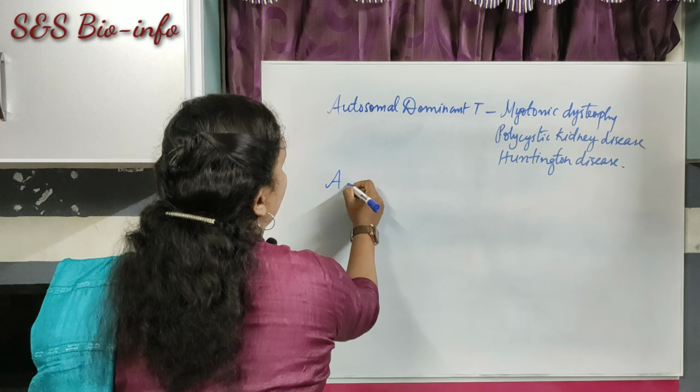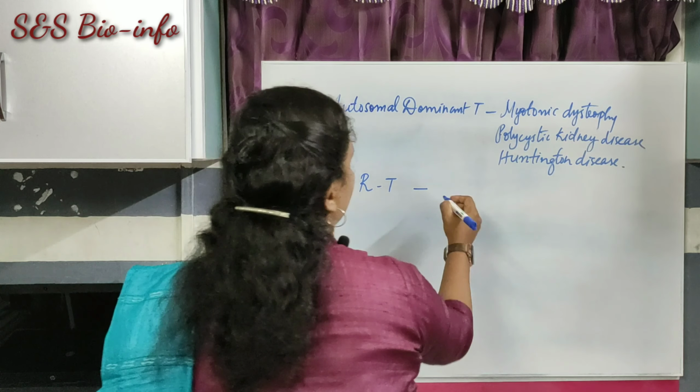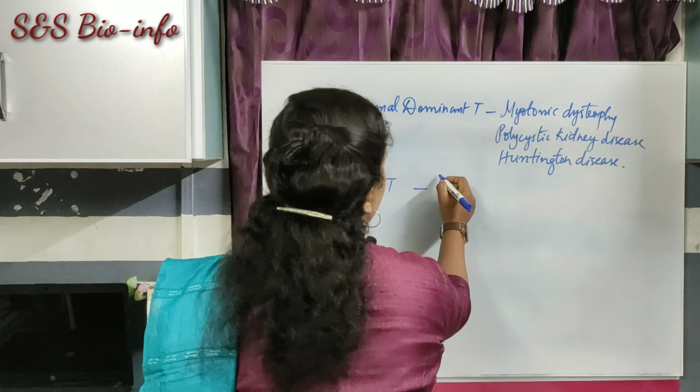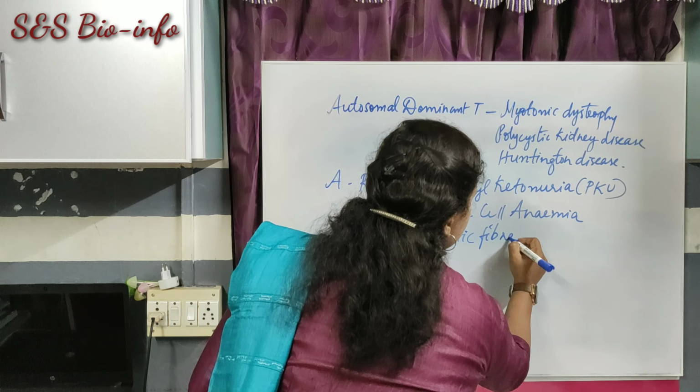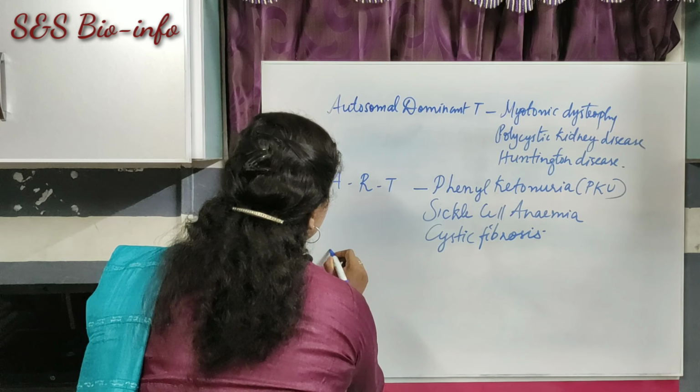Then autosomal recessive traits. Examples: phenylketonuria or PKU, sickle cell anemia, and cystic fibrosis. Then X-linked dominant trait.